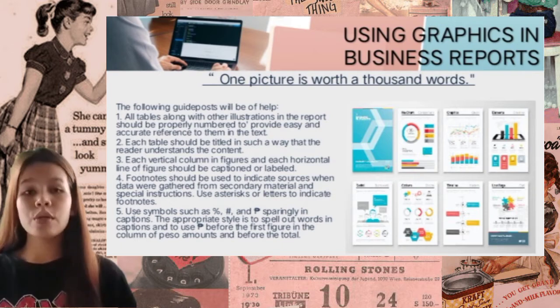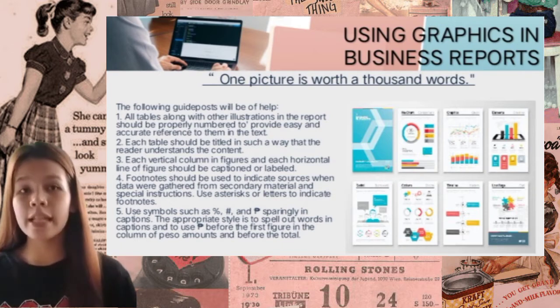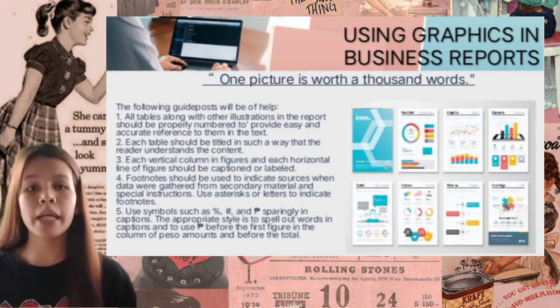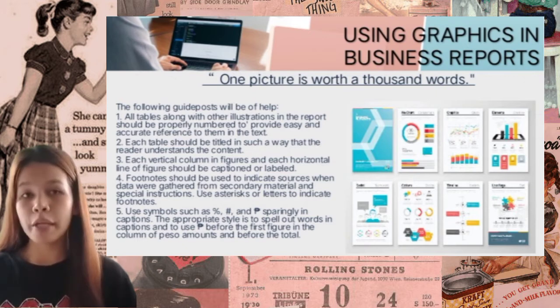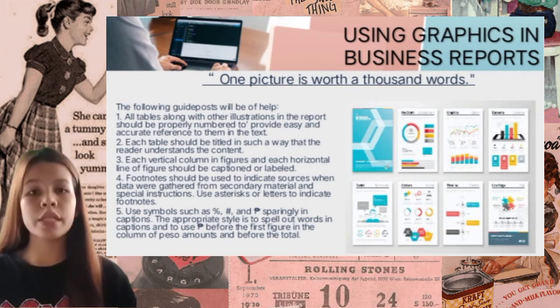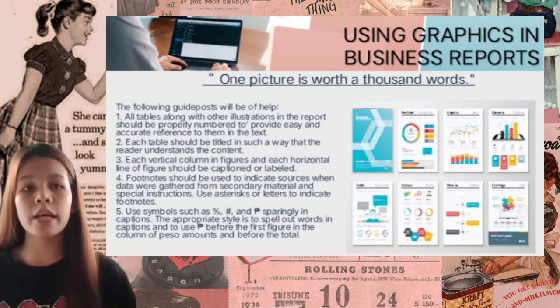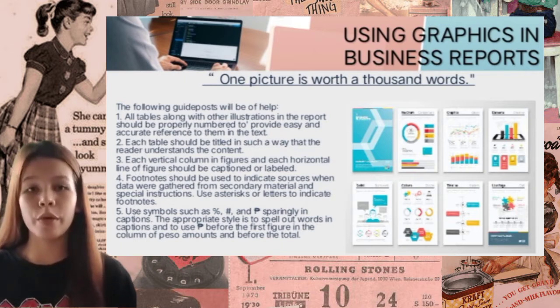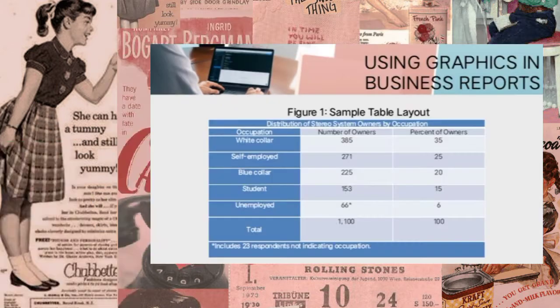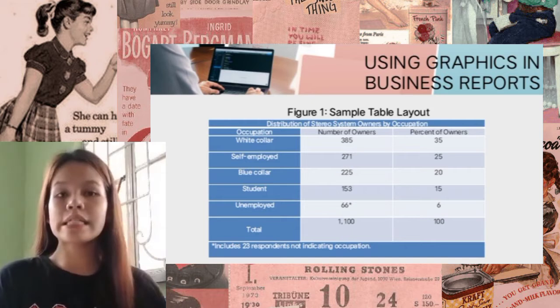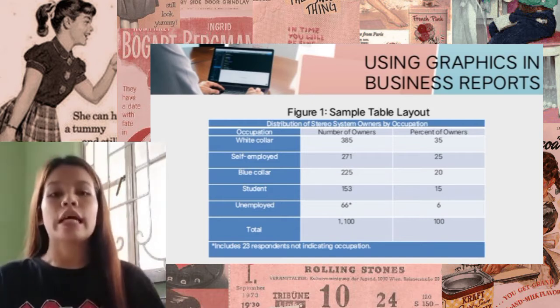Number 5. Use symbols such as percent, number, and peso sign sparingly in captions. The appropriate style is to spell out the words in captions and to use the peso sign before the first figure in the column of peso amounts and before the total. So this is Figure 1, a sample table layout.